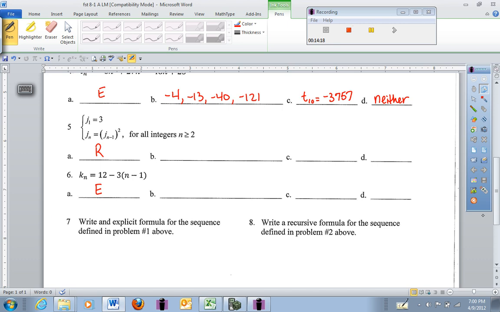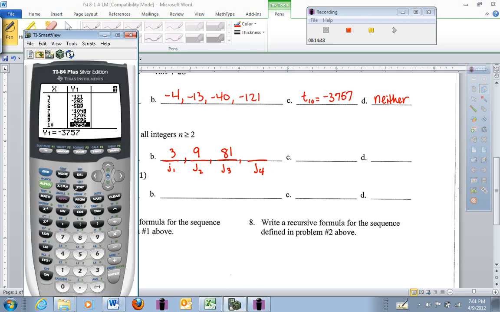Okay, let's try number 5. In number 5, we have that j sub 1 is equal to 3. Then I want j sub 2, and j sub 2 is the previous term squared. So 3 squared would give me 9, wouldn't it? And then j sub 3 is going to be this term, 9, squared again. 9 squared is 81. And then j sub 4 is going to be 81 squared. I don't know what that is.